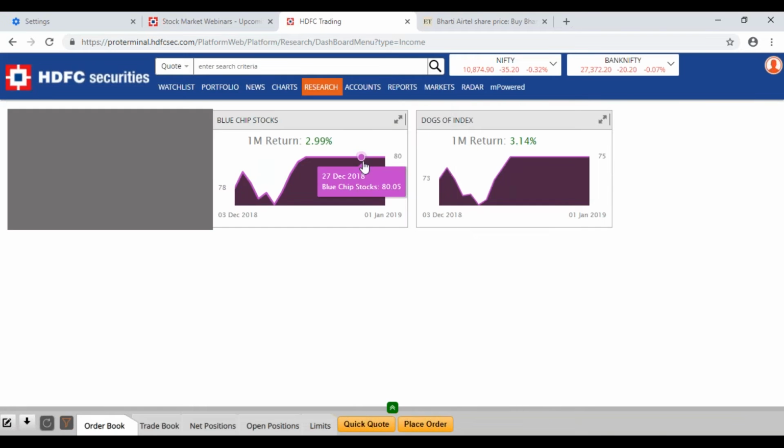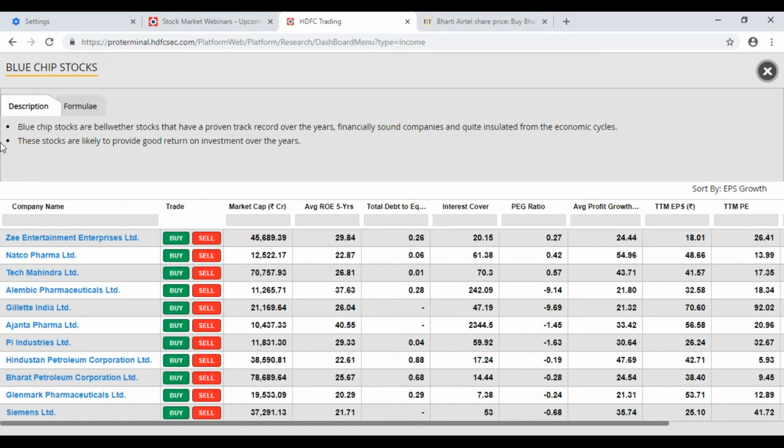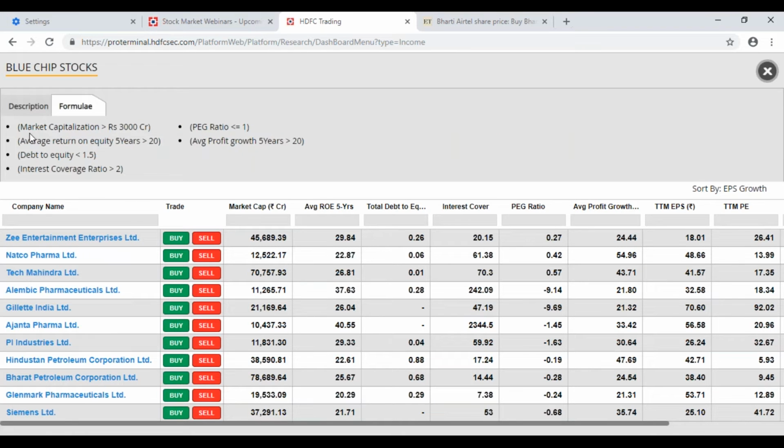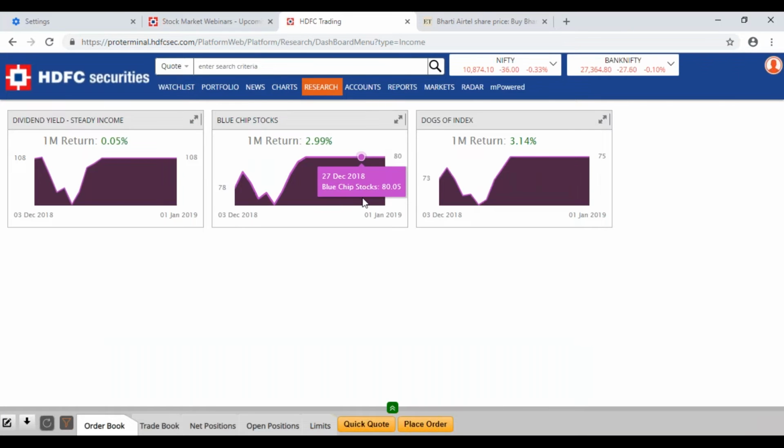Similarly, for blue chip stocks, if you're looking out, you click on it and you can see what rationale has been used before selecting these stocks. Blue chip stocks are stocks that have a proven track record over the years, financially sound companies, and quite insulated from the economic cycles. Formulas you can see on market cap wise, average return on equity wise, PE ratio wise, all these details have been taken care of while creating this. So you can take a more informed decision in this way.